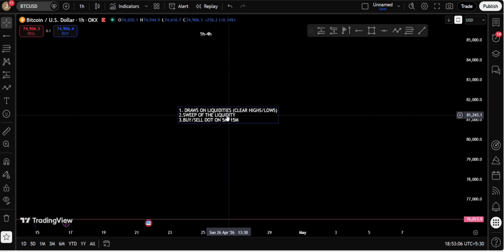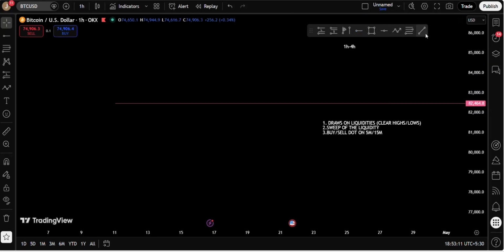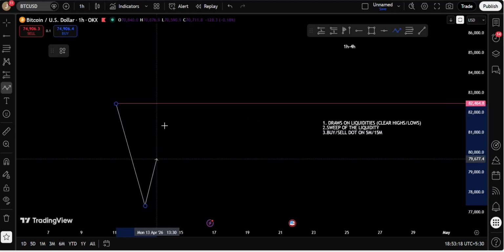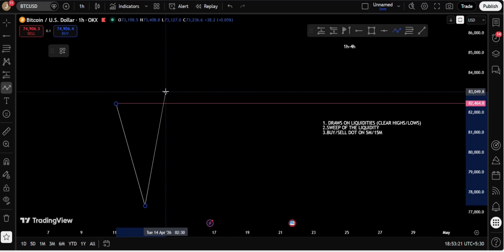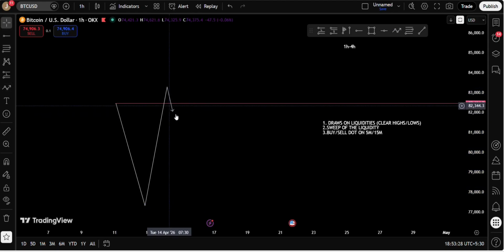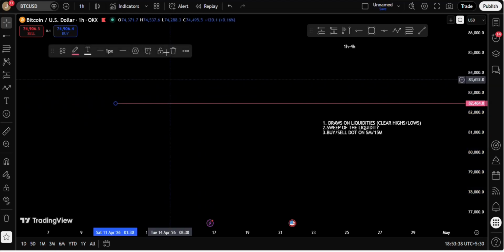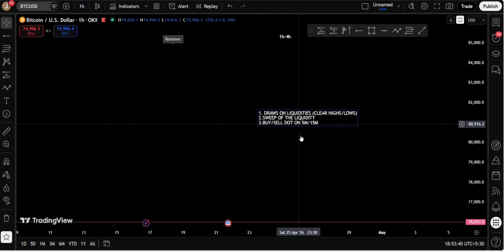Then the second step is the sweep of the liquidity. What I mean by the sweep of this liquidity is, just imagine that this line is a high. Previously the price came down from here, and now it goes above it, giving a fake out and then coming back, reclaiming this level. This is an indication of a reversal. So this is a liquidity sweep. We want to see the higher low get taken out. That is the meaning of sweep of the liquidity.